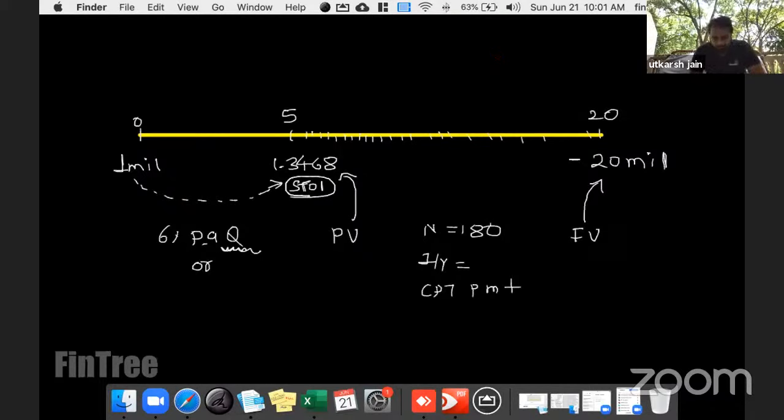So what you do now is RCL1, which right now on my screen is negative 1.34. So I'm using the plus minus button to make it positive. So 1.34685 with all the decimals, that becomes my present value. 20 negative is my future value. 180 is my N.